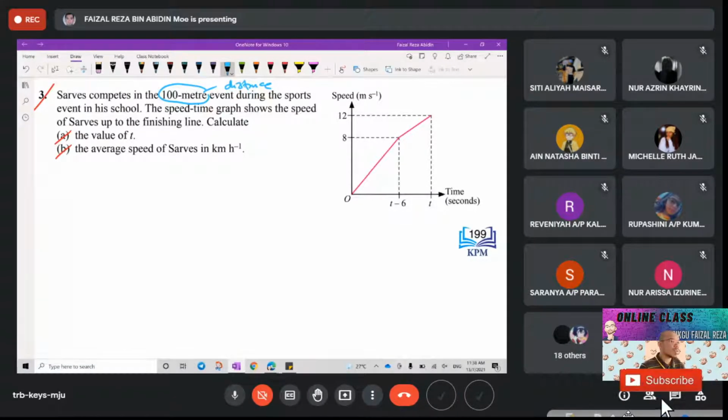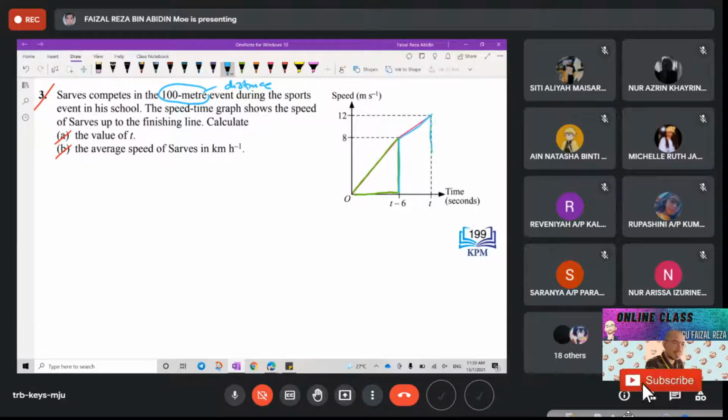Okay, so we are going to find the total distance. The total area under the graph here is going to be equal to 100. Can we use a trapezium? Okay, I think I'm going to use a triangle over here, and for the other one I'm going to use a trapezium.